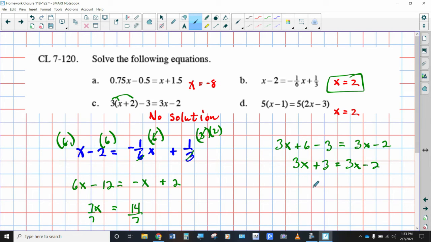If you don't recognize already that there's no value for x that could ever make these two expressions equal to each other, you can always take away 3x from each side, and you're left with 3 is equal to negative 2, which absolutely is not true. So that's the indication that there is no solution for that particular equation.